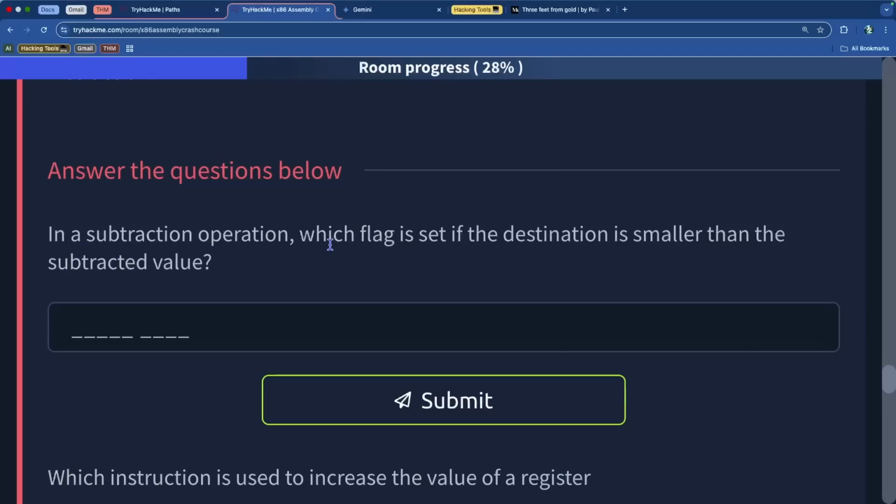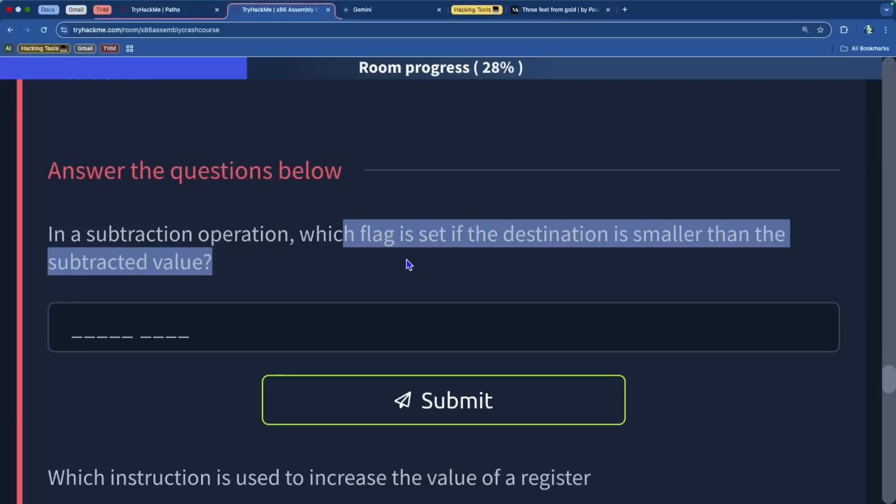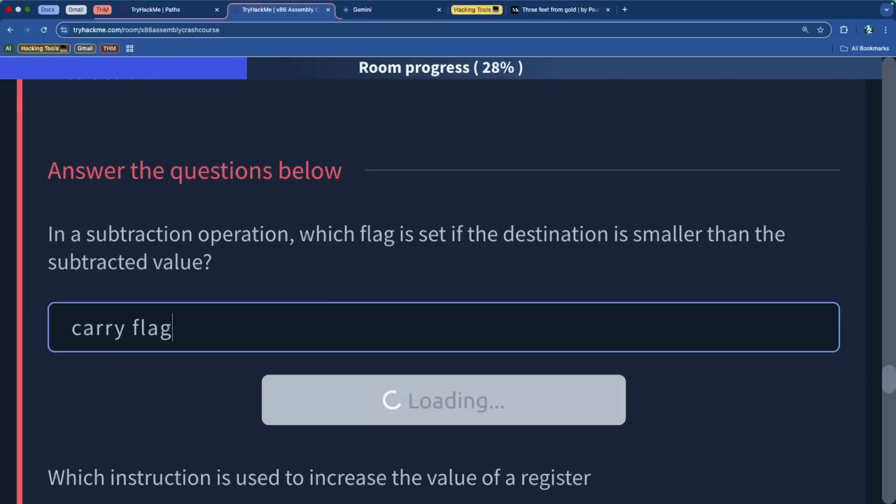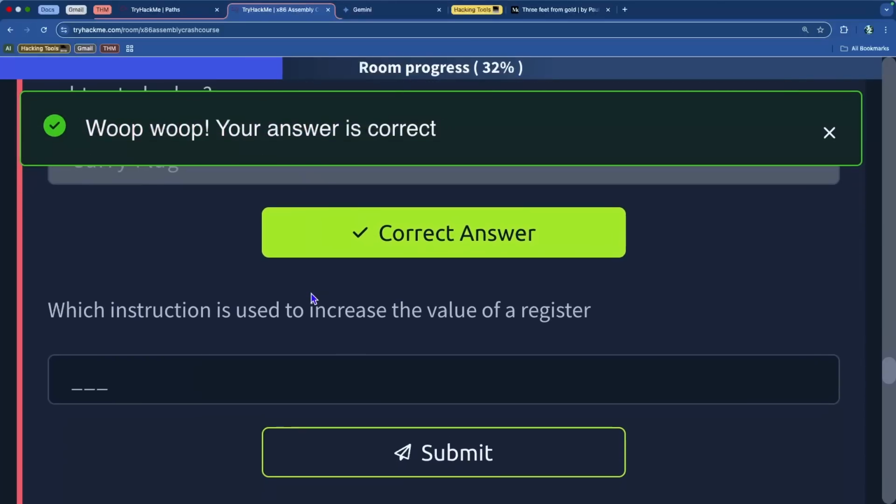In a subtraction operation, which flag is set if the destination is smaller than the subtracted value? And that is the carry flag. So let me see, my keyboard just times out. If I talk too much and don't use my keyboard, it'll just kind of go to sleep.